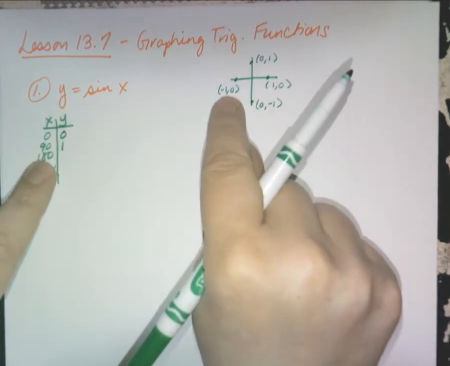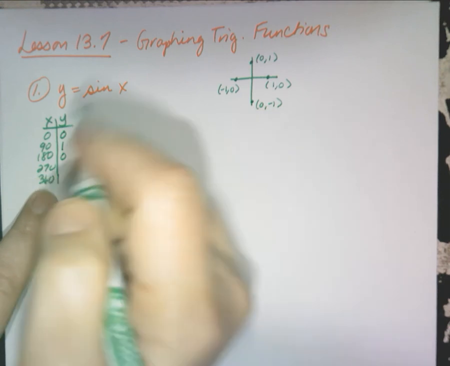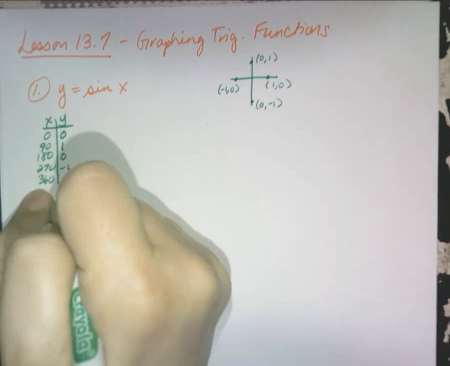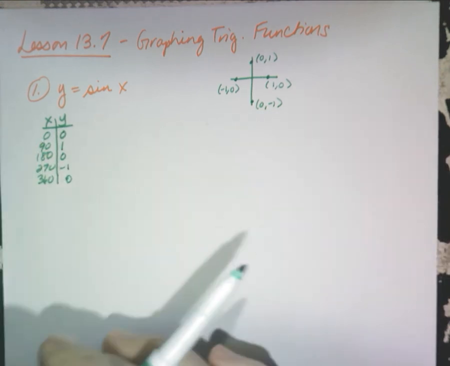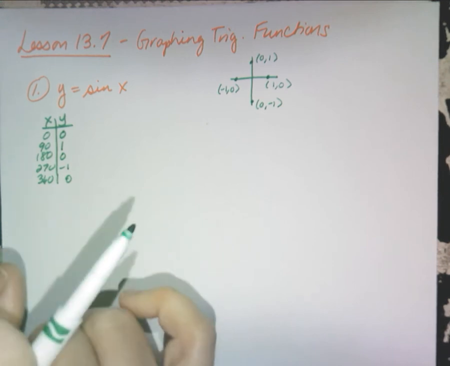What's the sine at 180? Back to 0. What's the sine at 270? -1. And then a full circle would be 0. Notice the repetition, 0, 1, 0, -1, 0, 1. They're circular. It's a circular function.